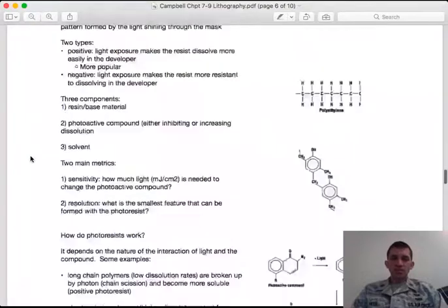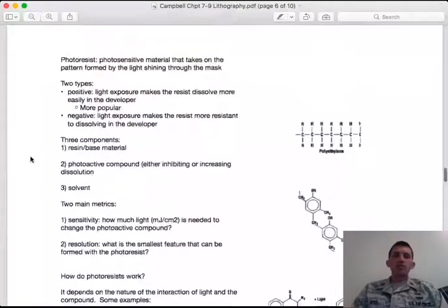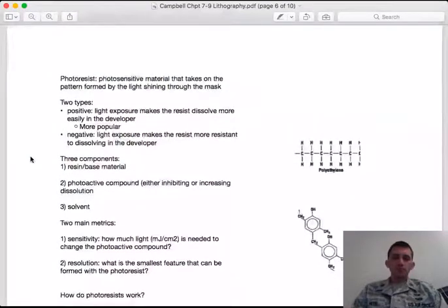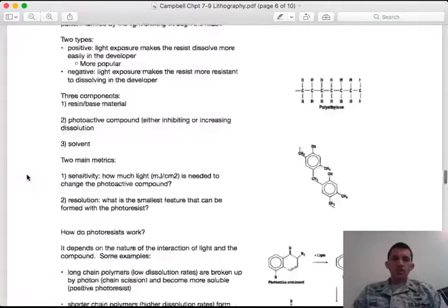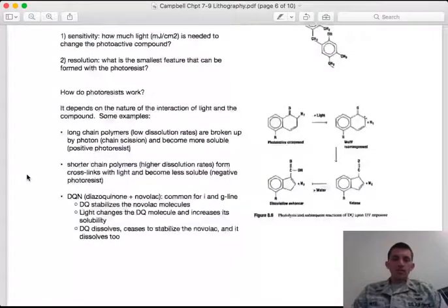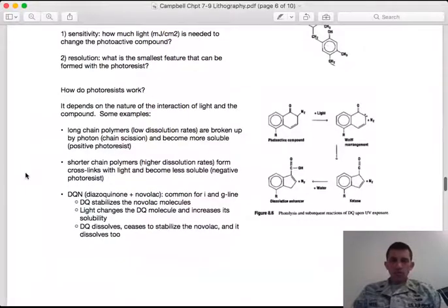And so this is an example of negative photoresist where we are adding light and it is increasing the resistance to dissolving in the polymer, right? And so just by breaking up or forming crosslinks, you can elicit that, right? So that's kind of a simple example.